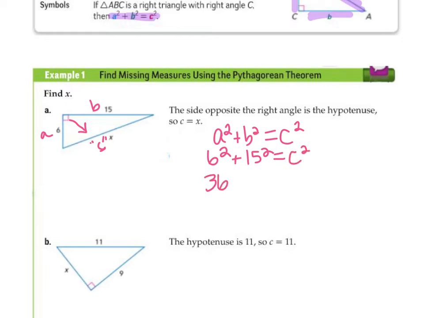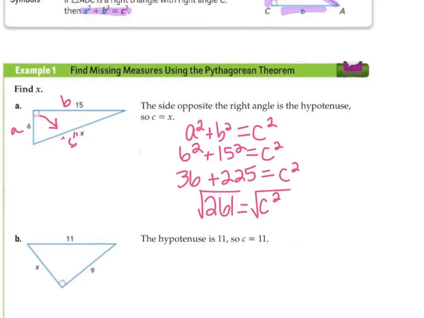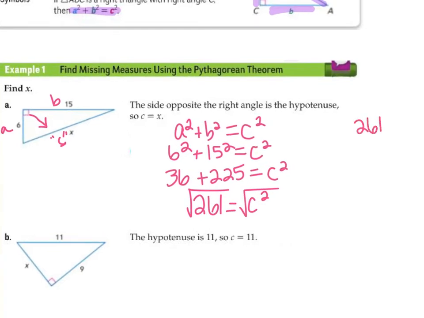So now we're going to square both of these. 225 is going to be c squared. This will give us a total of 261 being c squared, but remember we are looking for just c, our hypotenuse, so we need to take the square root. We've been working on simplifying and reducing radicals. In this case, we want to find perfect squares. 261 is actually 9 times 29. So when we reduce our radical, we'll get a value of c being 3 square root of 29.